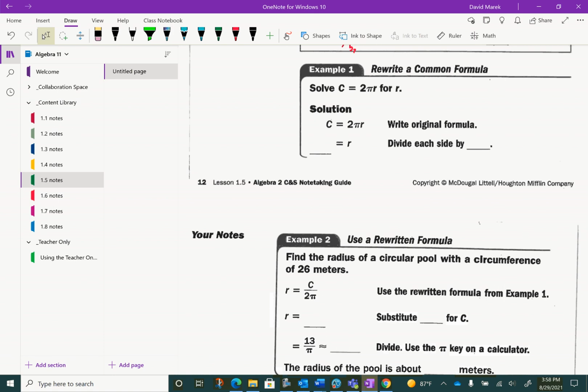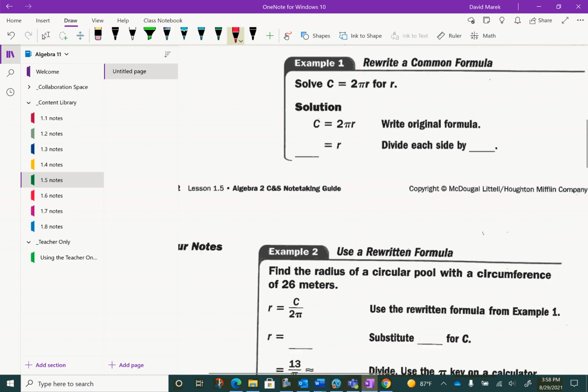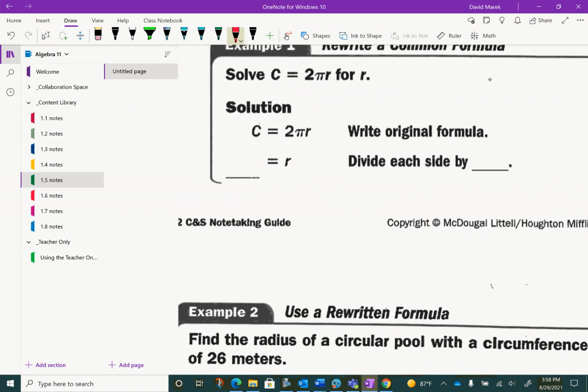When they ask you to solve an equation for a particular variable, we have to use order of operations. We need to get that variable on one side of that formula all by itself. So if we start with circumference is 2 times pi times r, and we're going to get r all by itself, what we need to do here is divide by 2 and divide by pi. What you do to one side of a formula, you do to the other. So we can say the radius is equal to circumference divided by 2 pi.